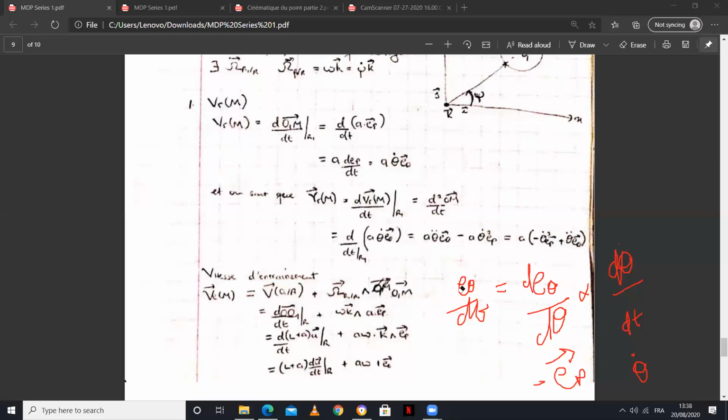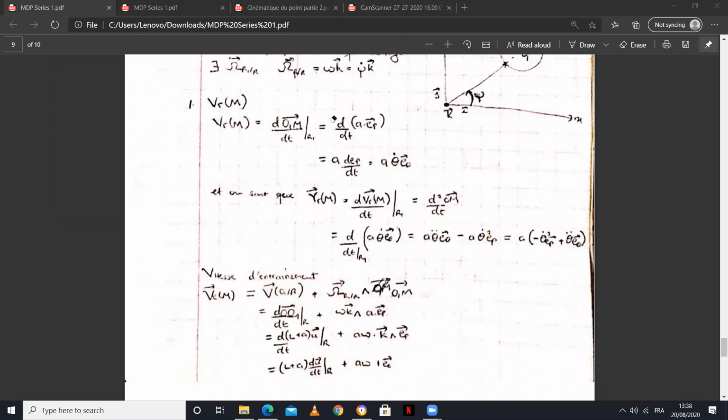Very simple to calculate. The moment you identify your repère relative and you find your vector position and its value, the rest from there is simple stuff, because you just derive and you get your expression like that. So is it clear for these two, the vitesse relative and gamma relative?